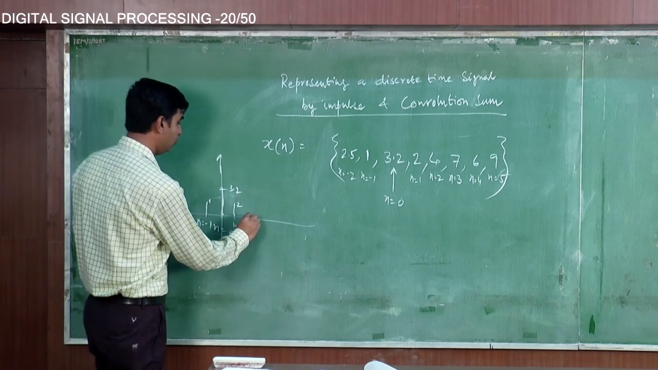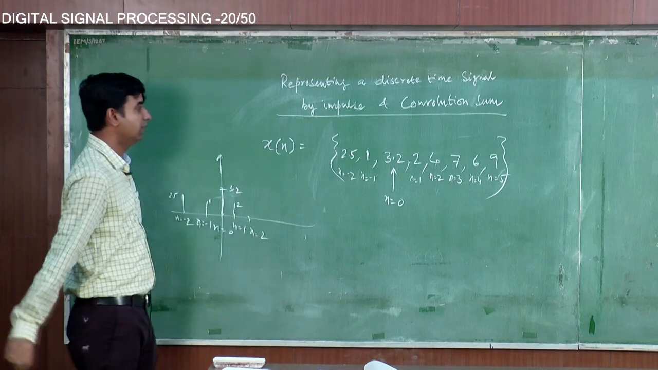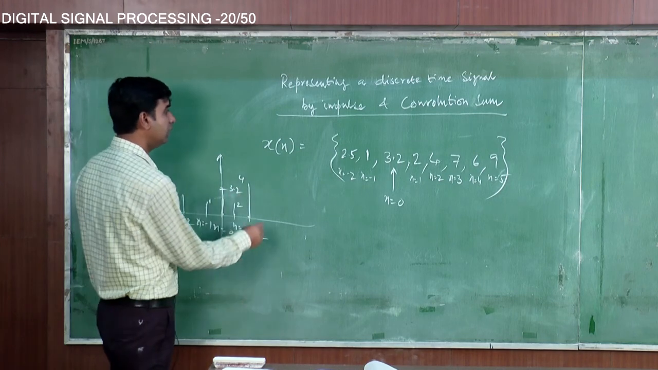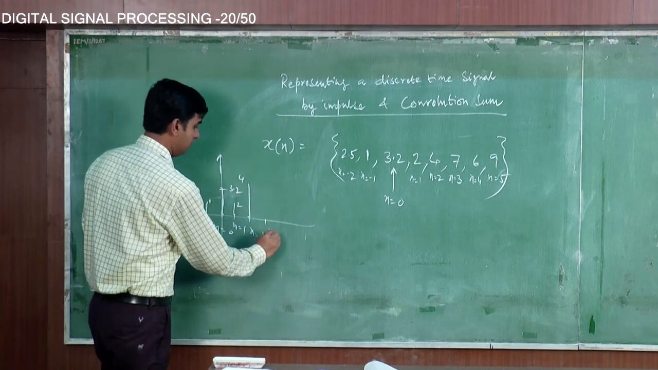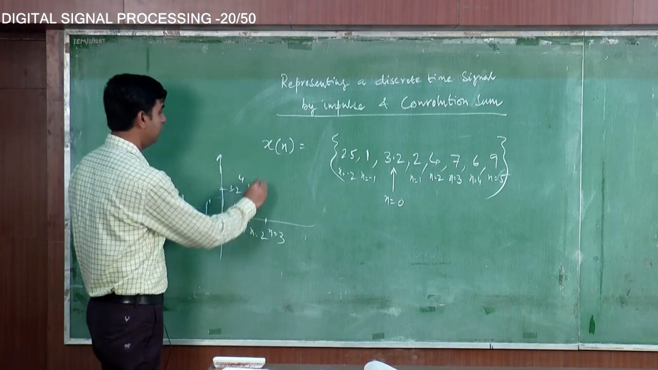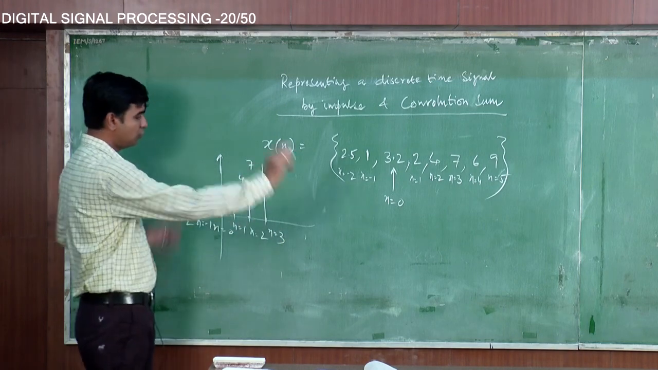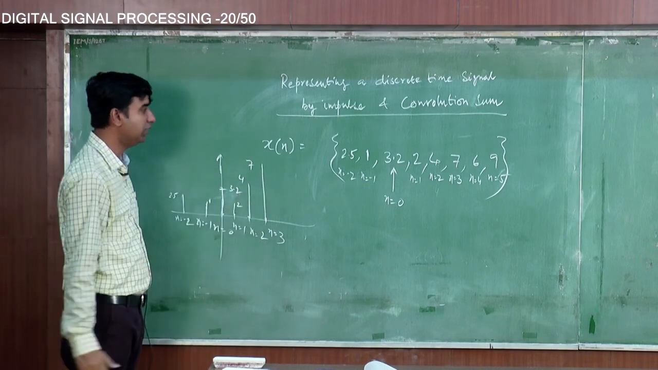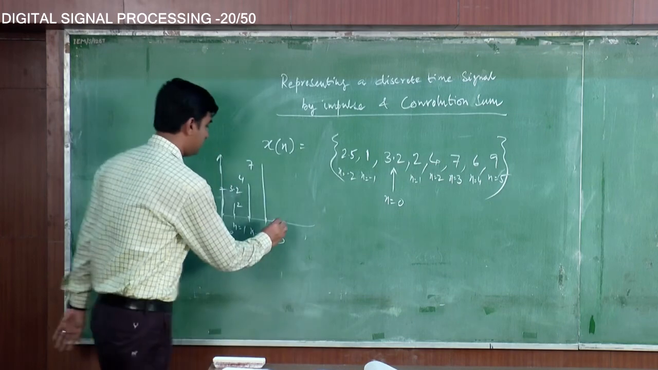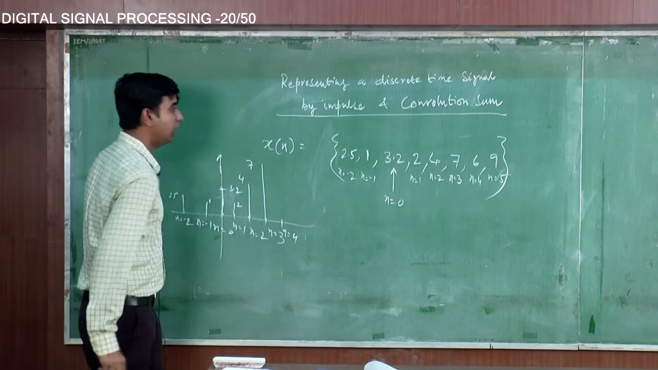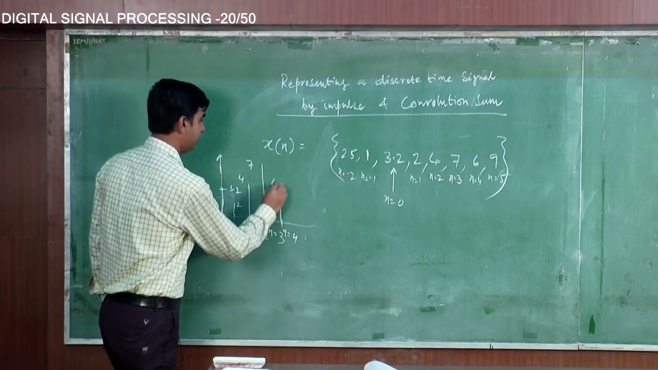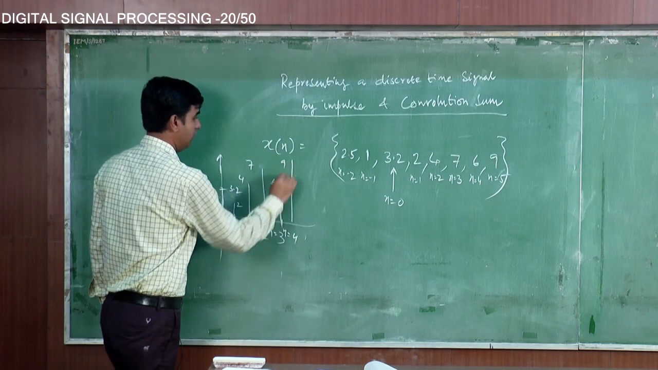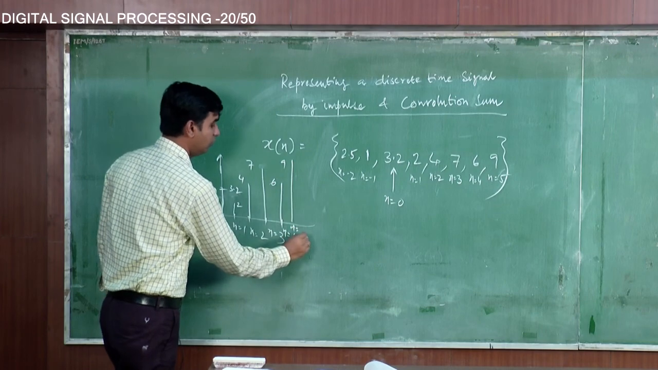At n is equal to 2, the value is 4. At n is equal to 3, the value is 7, and so on. Let us take all the values. So at n is equal to 4 it is 6, and at n is equal to 5 it is 9.